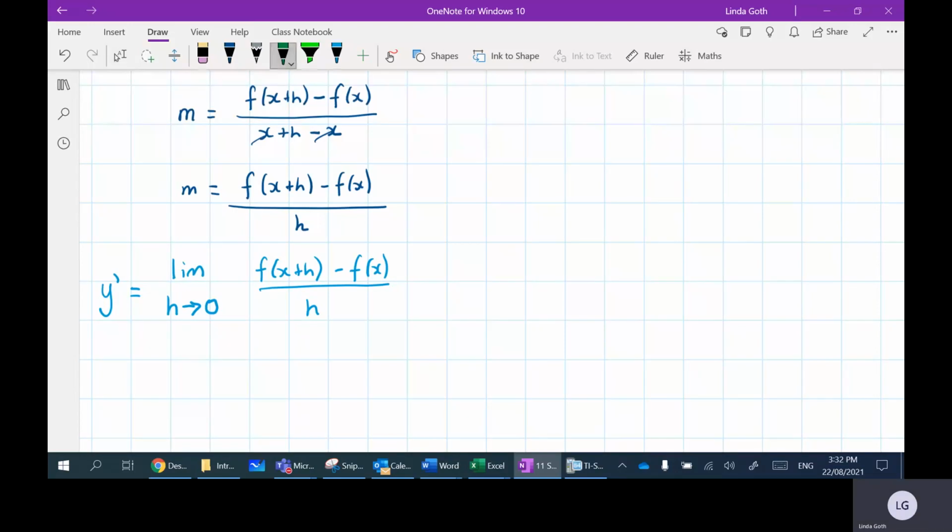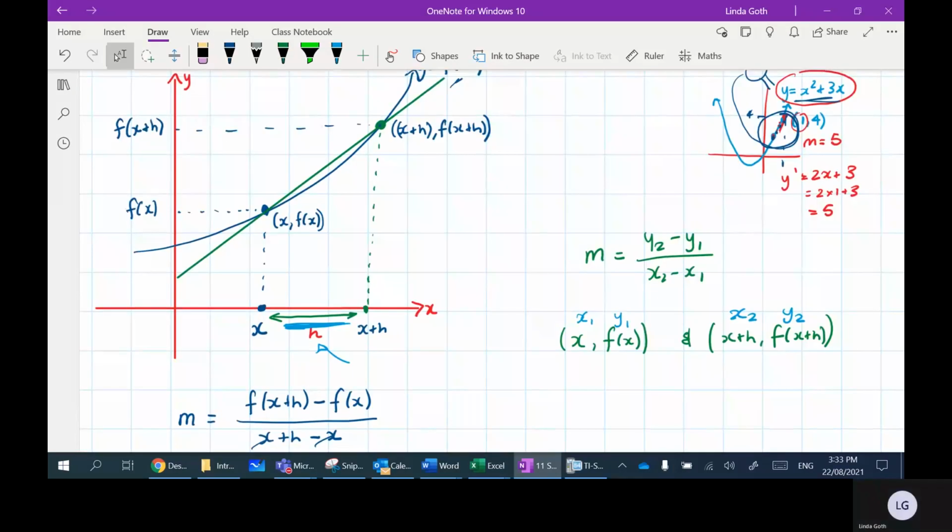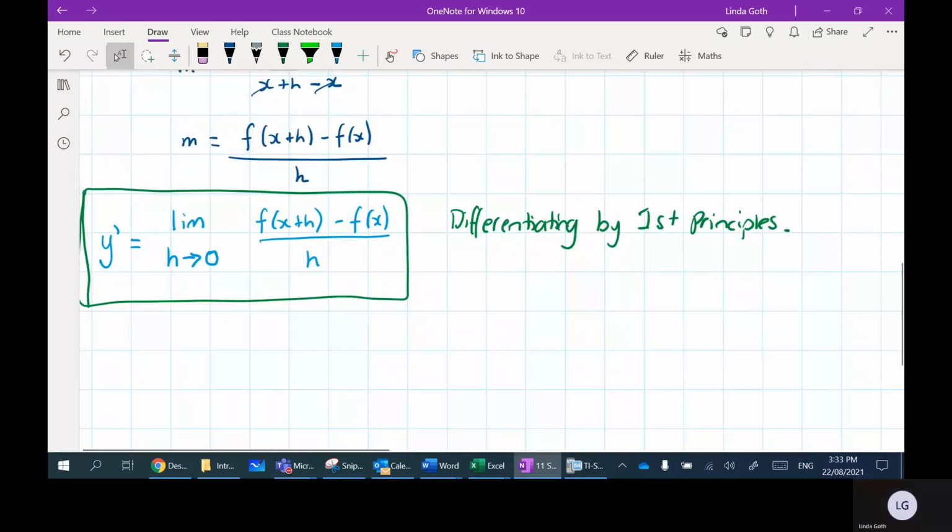In fact, that is going to be our definition of how to find the gradient of a function. We call this differentiating by first principles. And we're using our principles about finding gradients and bring those points closer and closer together to find our derivative function. Let me show you this in action.